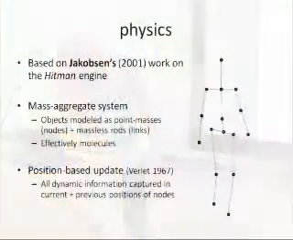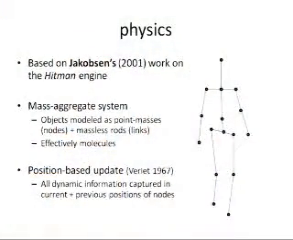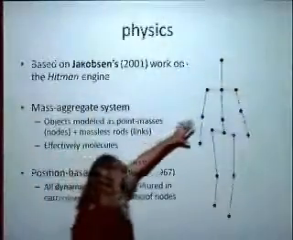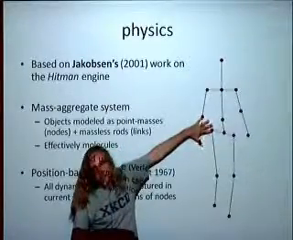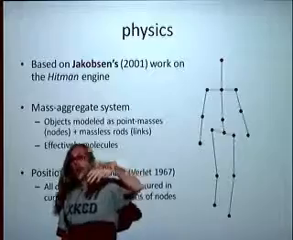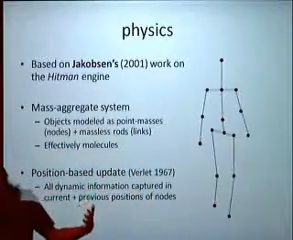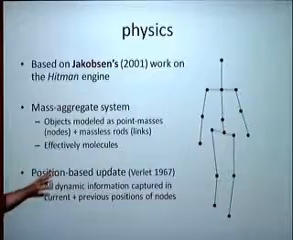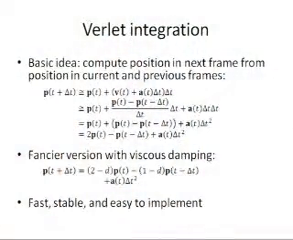Okay. The physics system is based on Jacobson's work from the Hitman engine. Fantastic paper from GDC 2001. Basic idea is you model the body as a set of point masses, i.e. particles, connected by rigid distance constraints, i.e. massless rods. And you use Verlet integration to update the positions of things. Verlet integration just means that you model the state of the particle in terms of its position in two consecutive frames rather than in terms of position and velocity or position and momentum.